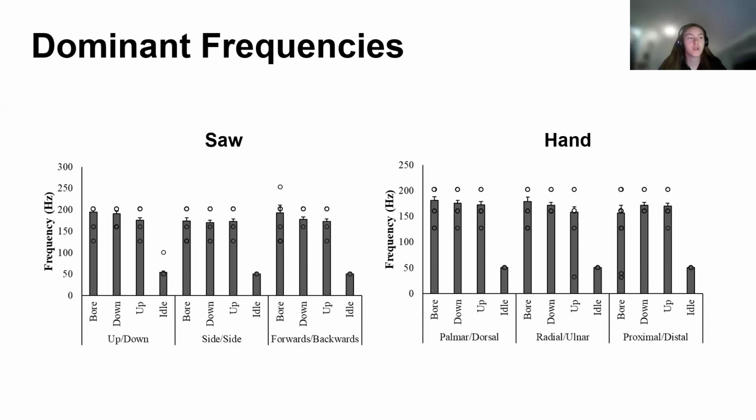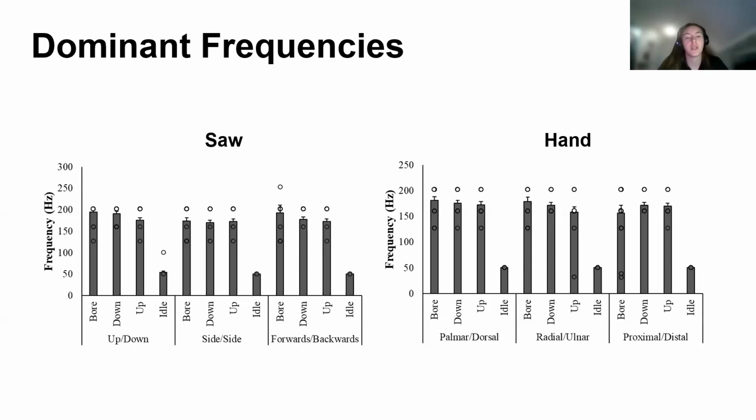When looking at the dominant frequencies, they varied across the accelerometers, axes, and conditions. If we start on the left plot here, the x-axis, or the up and down frequencies, for the bore cut, idle, and up were all about 194 to 175 hertz, with being much lower during idle, at about 54. They were lower during the side to side as well as the forwards and backwards, but idle stayed true at around 50 hertz. Looking at the right plot for the hand's dominant frequencies, they were generally lower than those of the saw, but the same thing is found to be true.